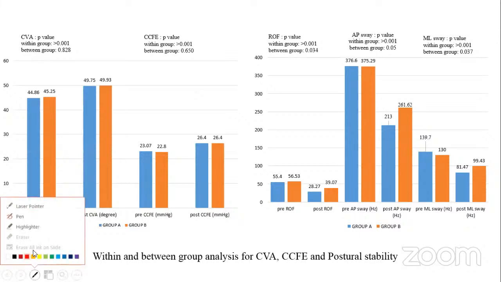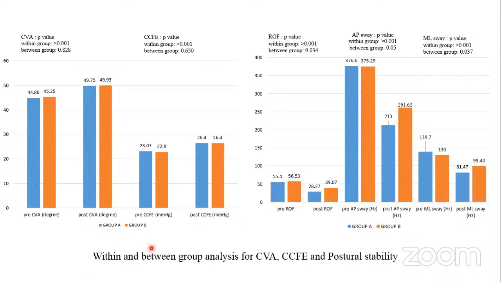In the analysis for between and within group, the craniovertebral angle and the craniocervical flexion endurance for calisthenic group and motor control group showed significant difference within group for both the outcome measures, but in between group analysis, they were insignificant, which means that both the interventions were equally effective for these outcome measures. For postural stability, risk of fall, anteroposterior sway, and medial-lateral sway in calisthenic group and motor control group showed statistically significant difference within group as well as between groups, and calisthenic group showed better improvement in terms of postural stability.